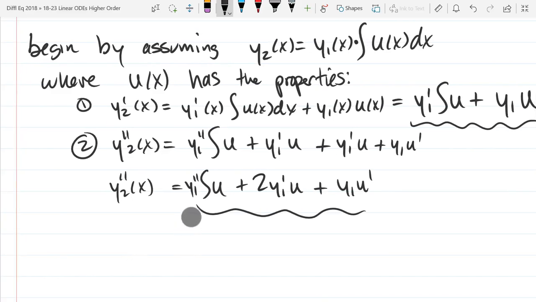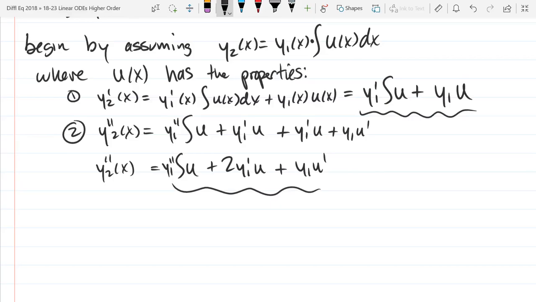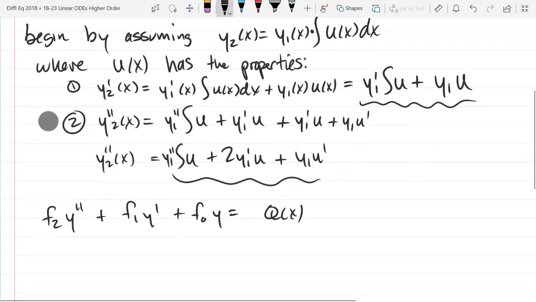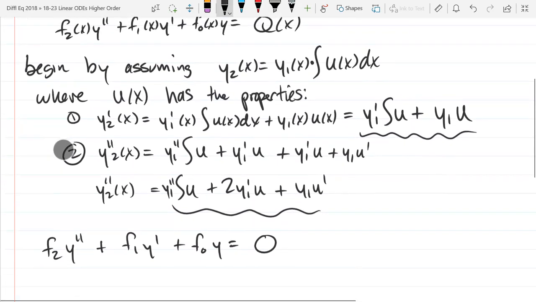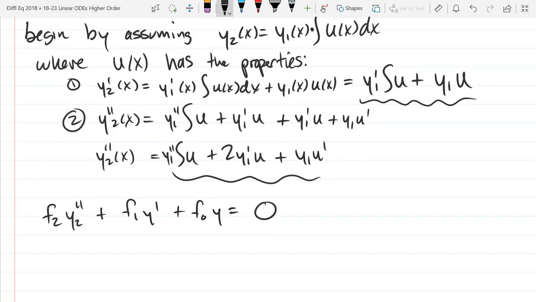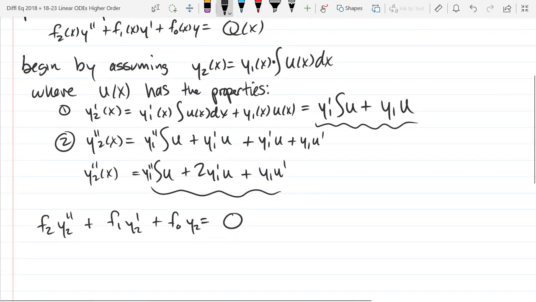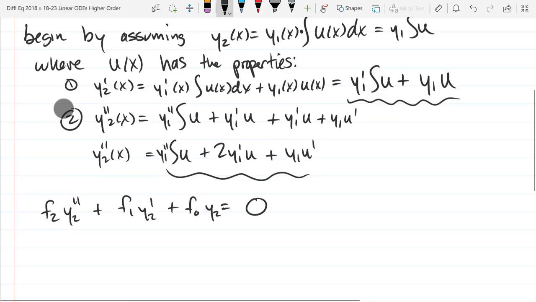Alright, so we're going to plug it into the ODE, which I'll just rewrite right here without all the of x everywhere. So we got f2 y double prime plus f1 y prime plus f0 y equals q of x. Actually, we'll plug into the homogeneous first, so it'll be 0 on the original. Plugging in y2, so I'll just go ahead and write a little y2. That's the version we're going for. So let's rewrite the original y2 just as y1 integral u, so that there's no of x anywhere. So I'm just simplifying all of our notation down as much as possible.